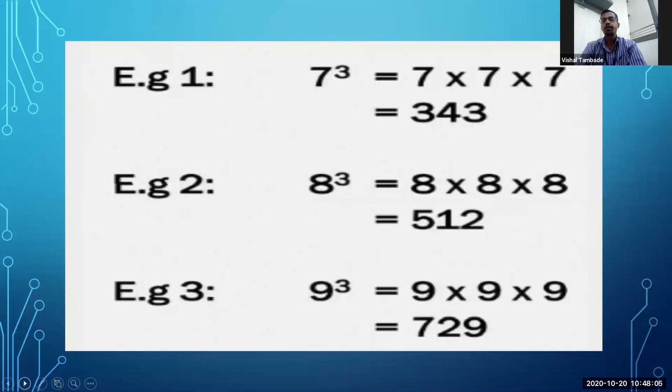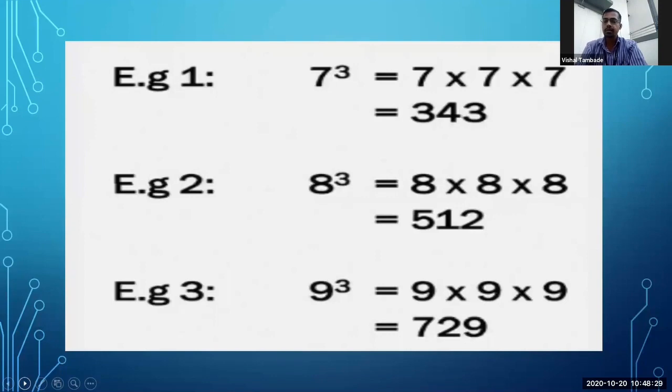Look at the example. Okay, square, and if any number has a power 2, it's a square number. But if any number has a power 3, what is it called? Yes, it is called a cube number. If any number has a power 3, it is called a cube number.